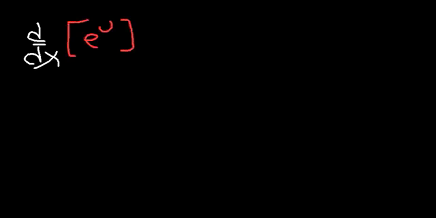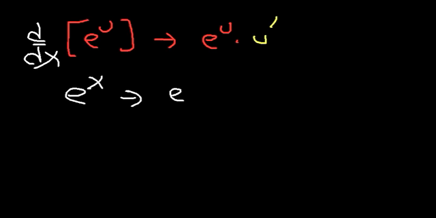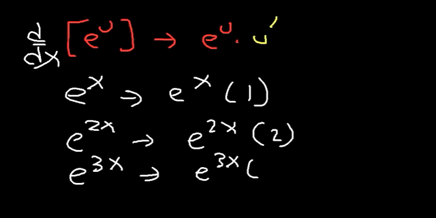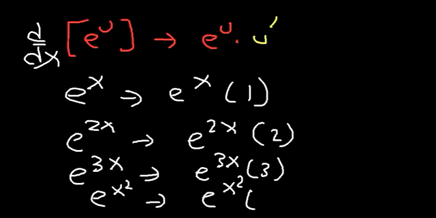So next, let's move on to exponential functions. The derivative of, let's say, e to the u is the same thing, e to the u times u prime. So if you wish to differentiate e to the x, it's going to be the same thing, e to the x times the derivative of x, which is 1. e to the 2x is going to be e to the 2x times the derivative of 2x, which is 2. e to the 3x is e to the 3x times 3. e to the x squared is going to be e to the x squared times the derivative of x squared, which is 2x.